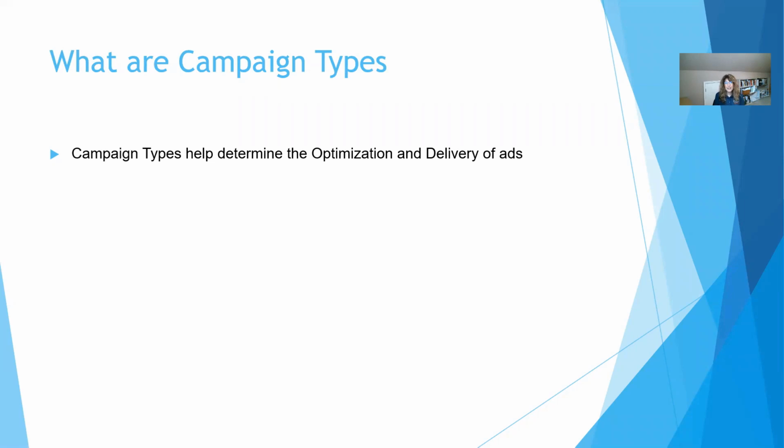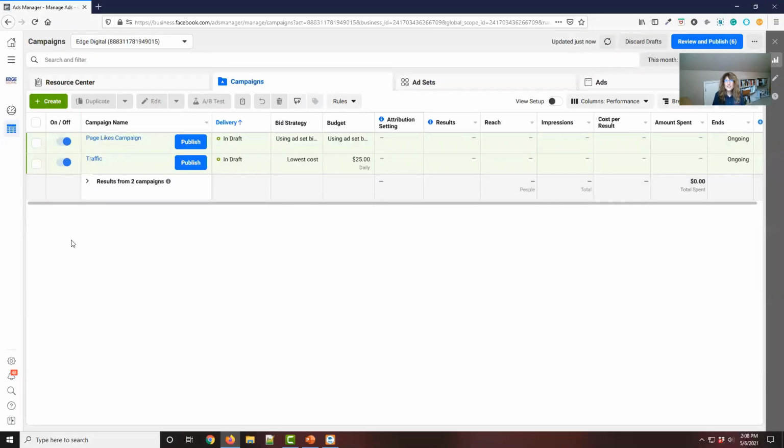So what are campaign types? They help determine the optimization and delivery of ads. Sometimes we pick a campaign type and we don't know the consequences of that choice until we start building out the campaign and we see the results, and then we realize this probably wasn't the best one. So we're going to be talking about all the different campaign types so that you understand how they work and what the optimizations are for each one, so that you can make an educated decision before you even start with your ad campaign. So let's jump into Facebook ads and take a look at the ad choices that you have for campaign type.